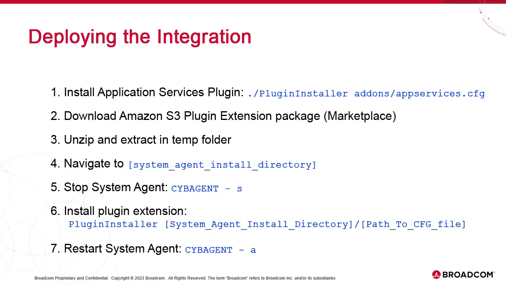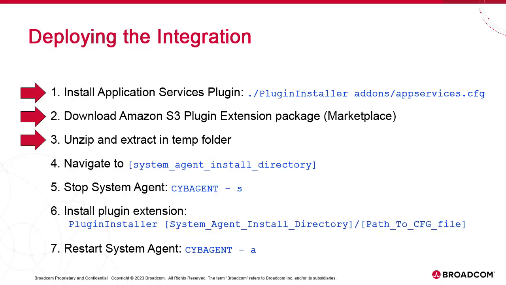Let's take a look at how to deploy the integration. First, make sure the Application Services plugin is installed as a prerequisite. The Application Services plugin and Pojo extension have the CFG extension. In older agent versions, you might encounter a pack file instead. Next, download the plugin extension package from Marketplace. This package contains all the necessary elements.